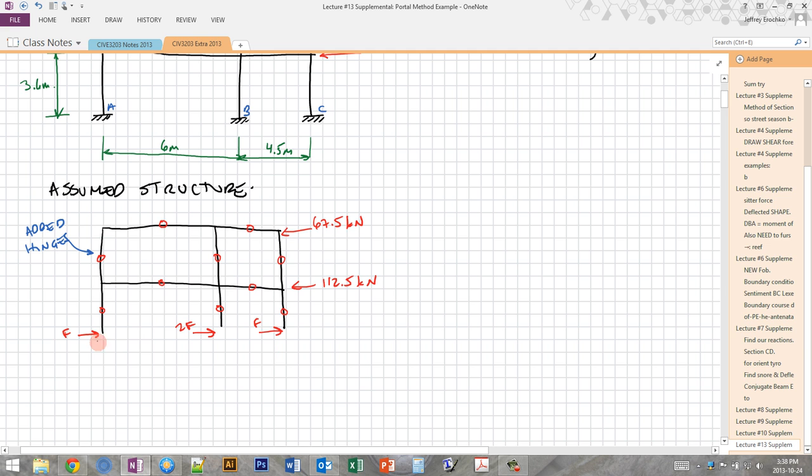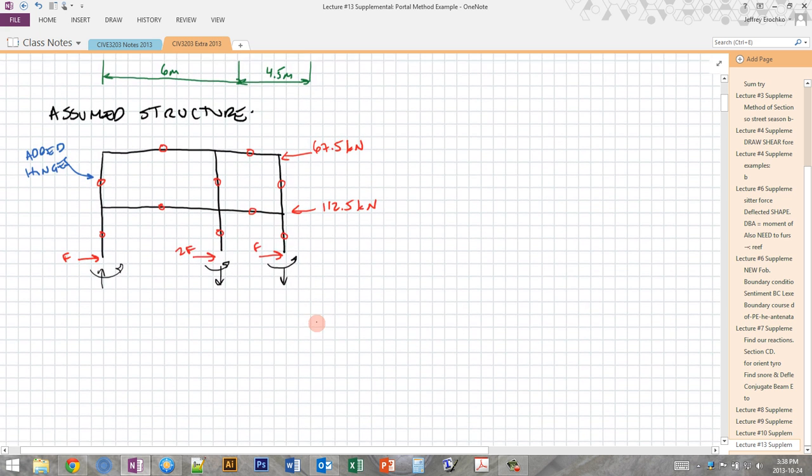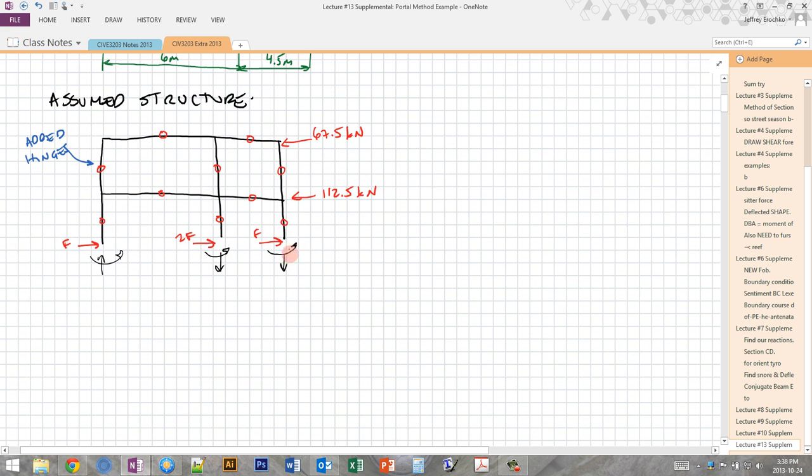So I've added all these hinges. Of course, there are also some unknown vertical loads at the column bases, and there are also some unknown moments here that we'll have to find out. Okay. So in order to do our portal method analysis, the first step is we have to actually find out what these shear forces are. And so we use the portal method.